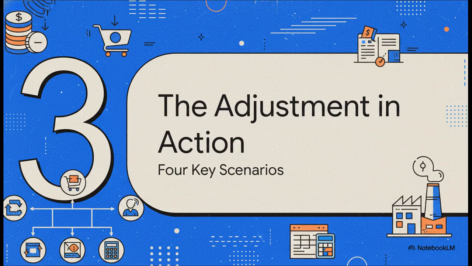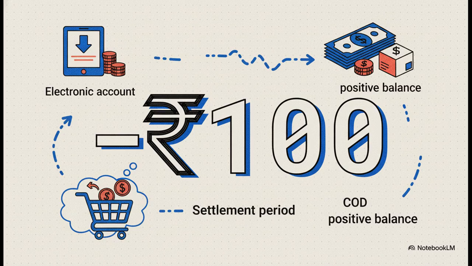All right, theory is one thing, but let's see how this actually works in the real world. We're going to walk through 4 really common scenarios that should cover pretty much any situation you're ever going to find yourself in. First up, scenario number 1. Let's say at the end of the settlement period, your electronic account is down by 100 rupees. Maybe you had a few refunds hit all at once. But the good news is your COD account has a positive balance.